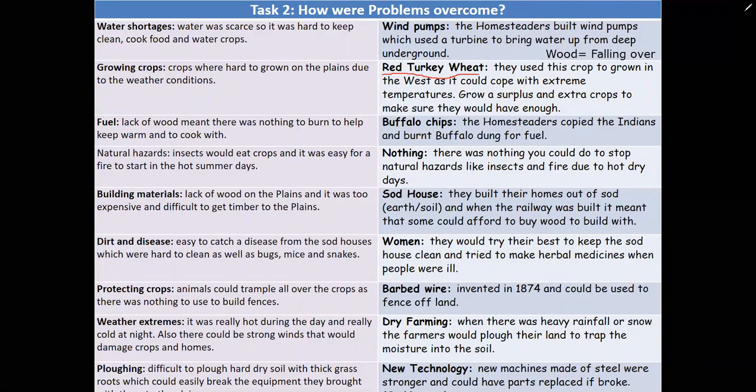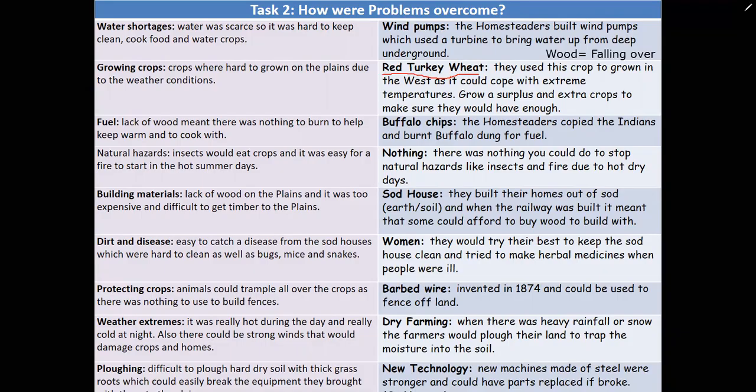Natural hazards, insects: well, you couldn't do anything about this. There was nothing you could do to stop a swarm of grasshoppers. There was nothing you could do to stop a hot day in America, to stop fire. You just had to get lucky with the natural hazards and hope they didn't affect you on a regular basis.